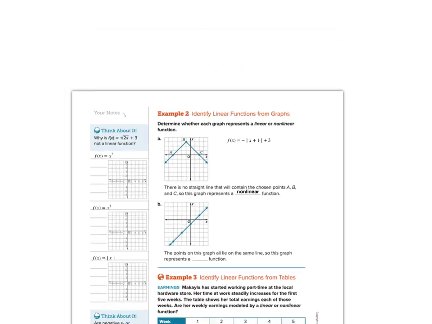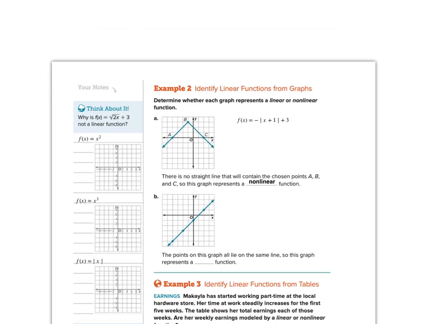Let's see what else here. We have linearity. This is actually an absolute value function. It is not linear. Then it's this one here. All my points seem to be on the same line. So yes, it is a linear function.